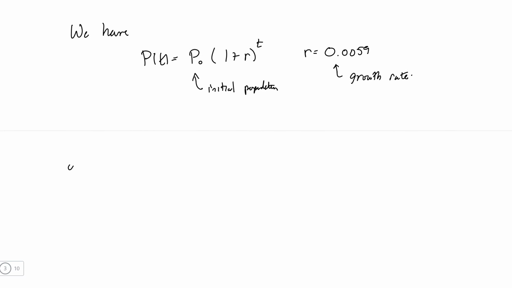So in general, if r is bigger than 0, this term, 1 plus r to the t, is going to be something a little bit bigger than 1 raised to the t. So this is going to be an increasing function. This is increasing, and we say we have exponential growth.